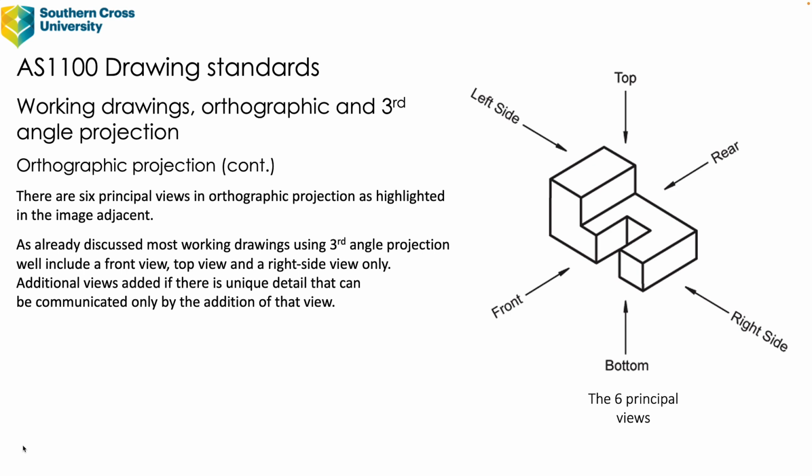There are 6 principal views in orthographic projection as highlighted in the image adjacent. So you can see in the image, you've got your front, top, bottom, left, right, and rear. It kind of makes sense. As already discussed, most working drawings used in third angle projection will include a front view, a top view, and a right side view only. Additional views are added if there is unique detail that can be communicated only by the addition of that view.